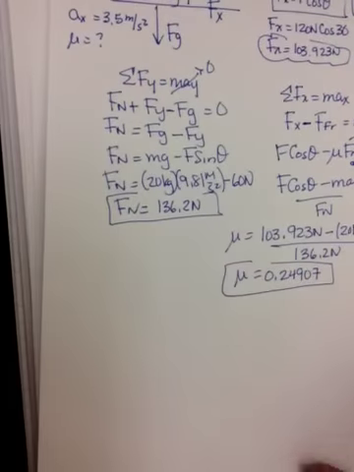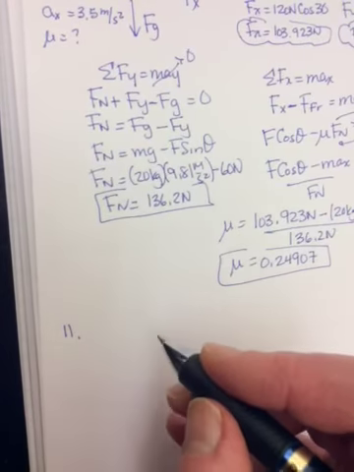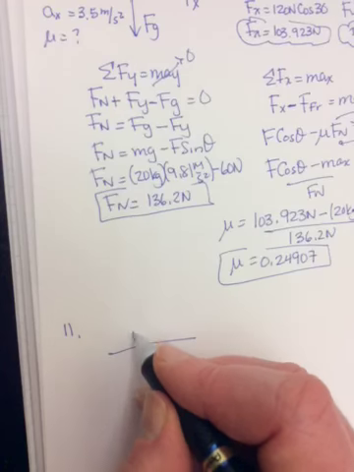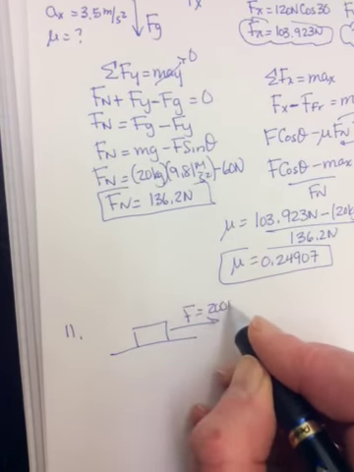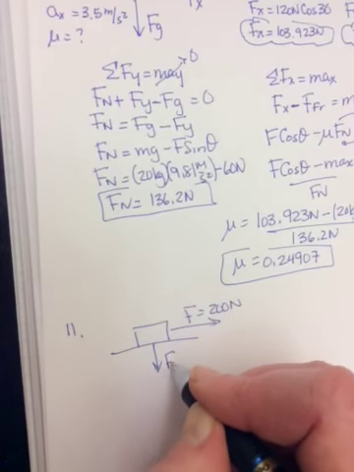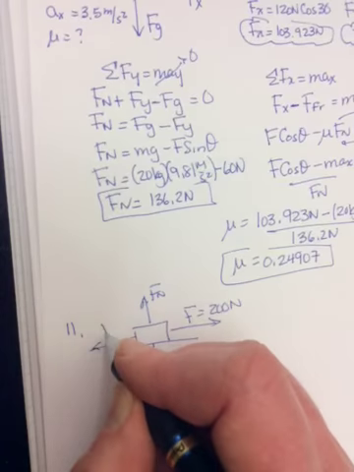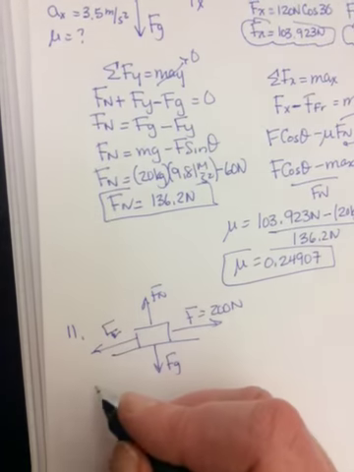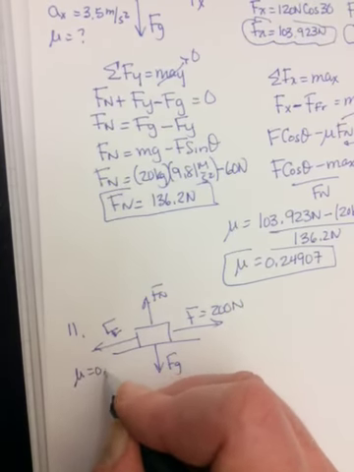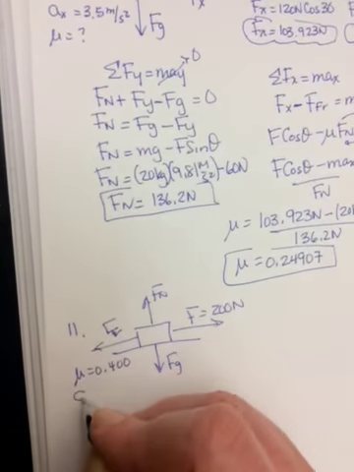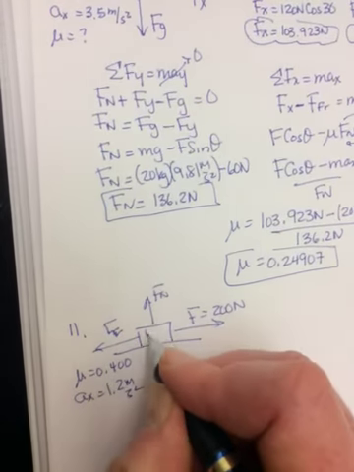Okay, number 11. Probably run out of time. A box is being pushed across the floor with a force of 200 newtons parallel to the floor. So just to keep you awake, I went back to parallel. Fg, Fn, friction, and it says the coefficient of friction is 0.4. Acceleration is 1.2. What is the mass?